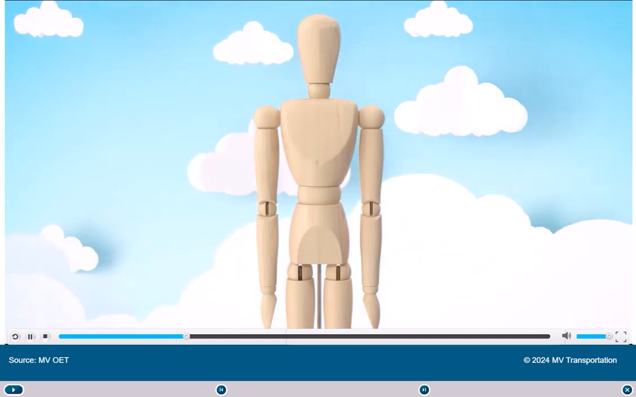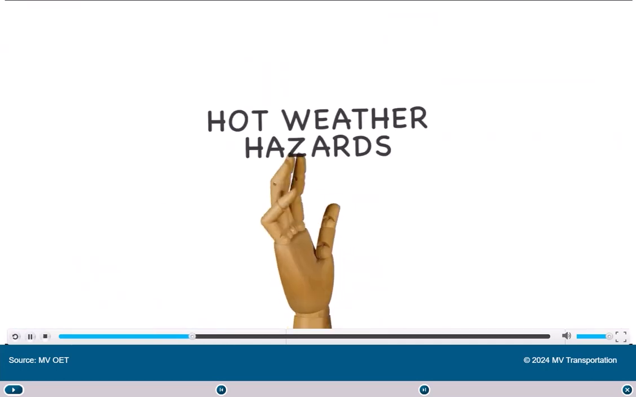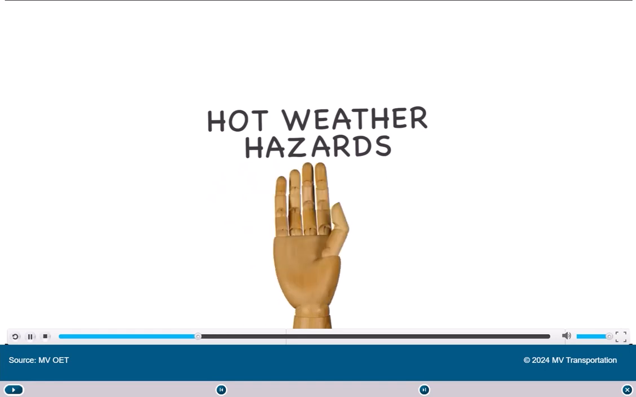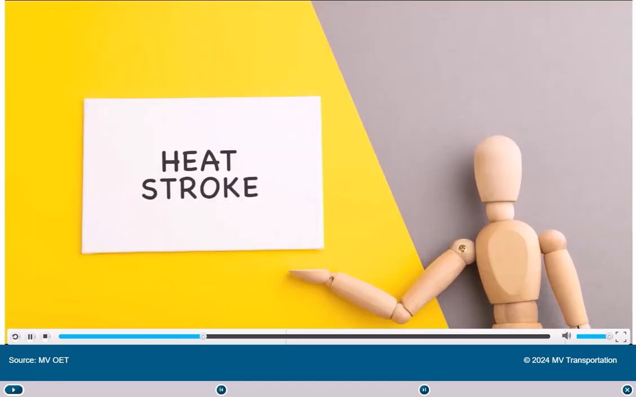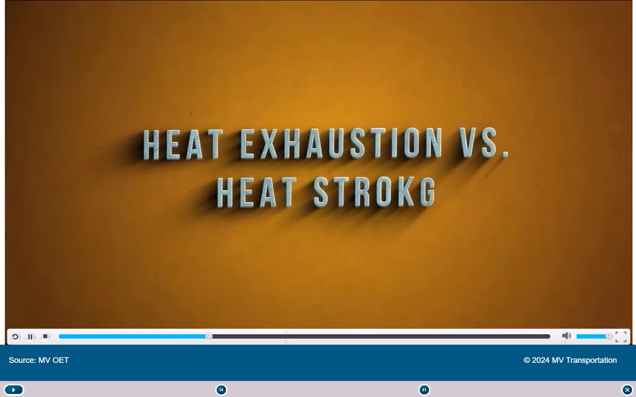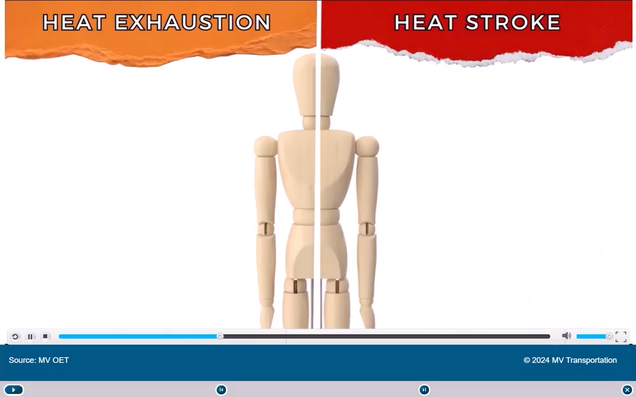in the summertime heat. When it comes to hot weather hazards, there are two major conditions you need to know about: heat exhaustion and heat stroke. Now, you've probably heard of both of them before, but I'll go over them real quick in case you need a refresher on either one.